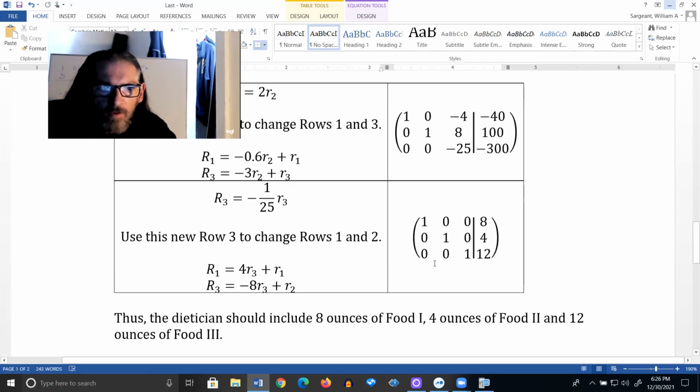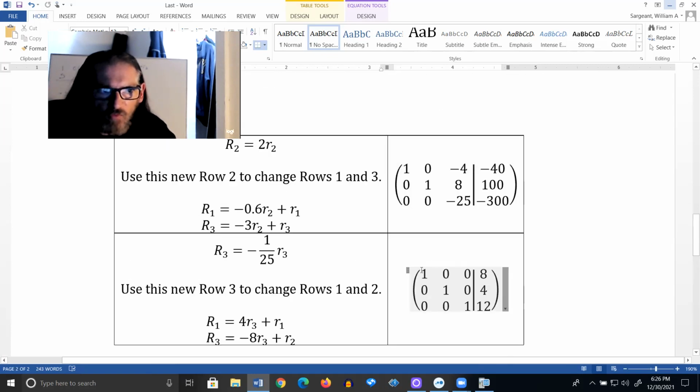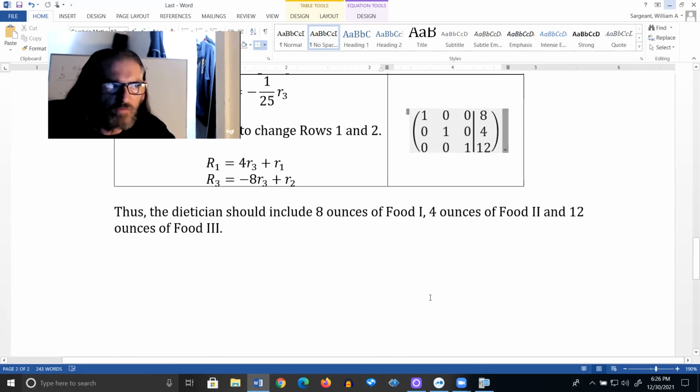And then without actually having to write out those equations, we can just read x equals 8, y equals 4, and z equals 12 ounces of food 1, food 2, and food 3, respectively.